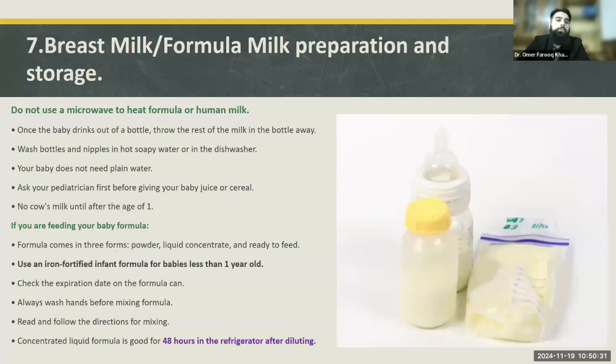Do not use a microwave to heat formula or human milk. Once the baby drinks out of the bottle, throw the rest of the milk in the bottle away. Wash bottles and nipples in hot soapy water or in the dishwasher. Your baby does not need plain water, so you do not give plain water to babies.